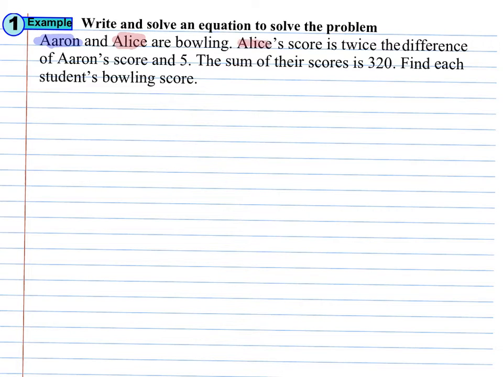So we have Alice's score is twice the difference of Aaron's score and 5. Then we have that the sum of their scores is 320. And we have to find each of their bowling scores. So let's start with their sum is 320. So the word is means equal. And their sum, their scores, that means if I add Alice plus Aaron, their score is 320 together.